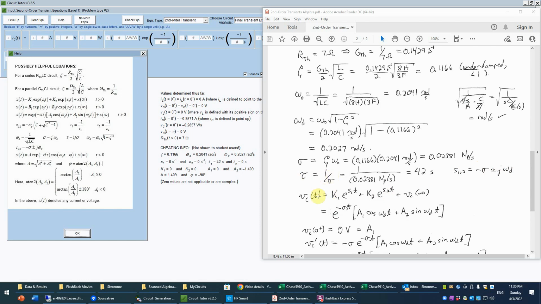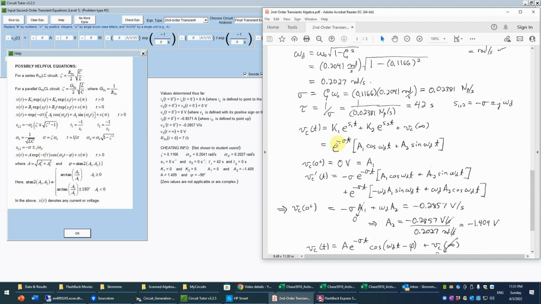Okay, so we have that, and now we have to remember that the general form, as given here, for the capacitor voltage would be K1 e to the S1t plus K2 e to the S2t plus the particular solution. Remember, this is the natural or homogeneous solution, and this is the forced or particular solution. So that's the VC of infinity, which in our case was actually 0.